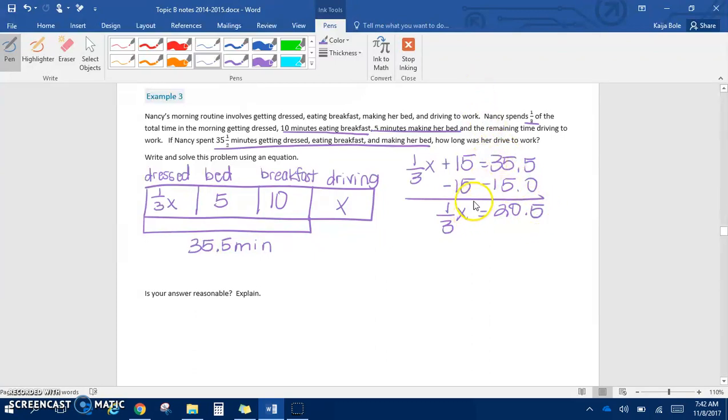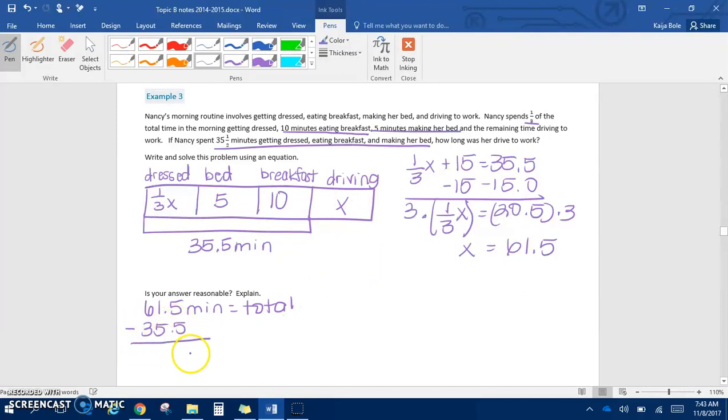So now I have to multiply by 3 on both sides to cancel out the 3 on the bottom there. Multiply by 3. So I get that X equals 61.5. Alright. So we know, because X here in the dressed box was total time, her total time is 61.5 minutes. That is her total. So we need to figure out how much she spends driving to work. So that means we would subtract the original 35.5 that we started with.